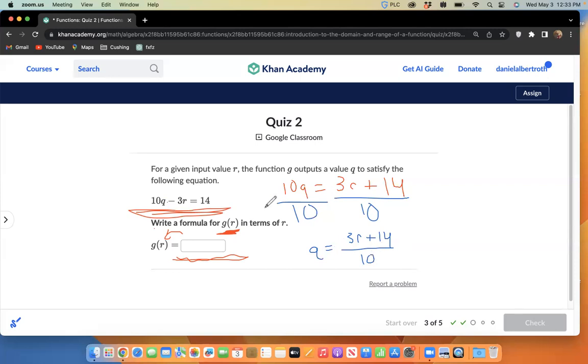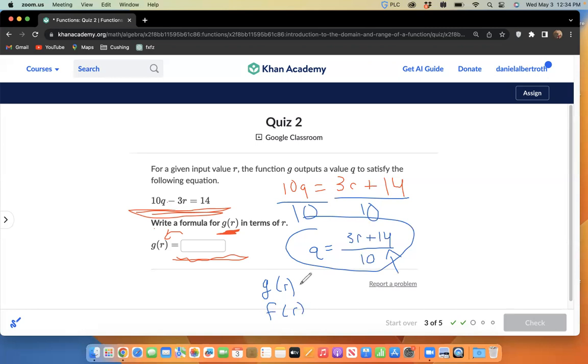What I've done is I solved for Q, and I guess it really could have just said solve for Q, but it's not exactly getting you thinking. It's trying to get you to think about functions and how they work. The idea with a function here, this is a function in terms of R. If I know R, I can plug it in and I can figure out what Q is. So Q is thought of as a function of R, G of R. You could have also written F of R.